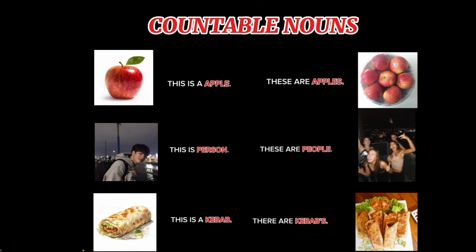When there is only one, we use the singular form. When there is more than one, we use the plural form. If we are talking about only one thing, we use the word a and the singular form. If we are talking about more than one thing, we use the plural form and do not need the word a.